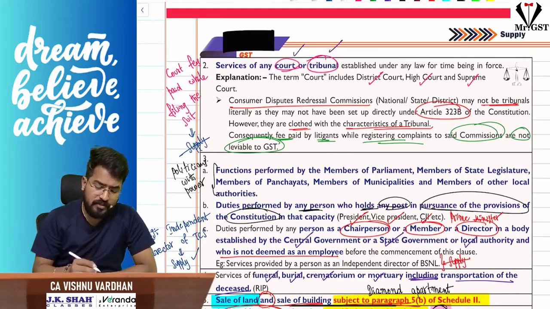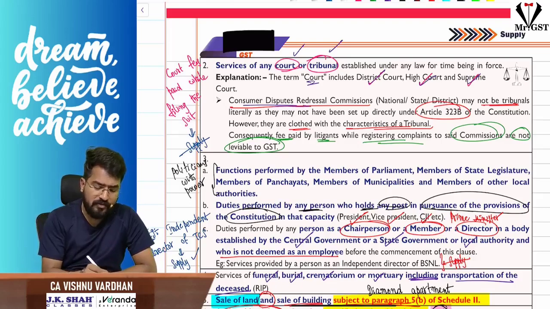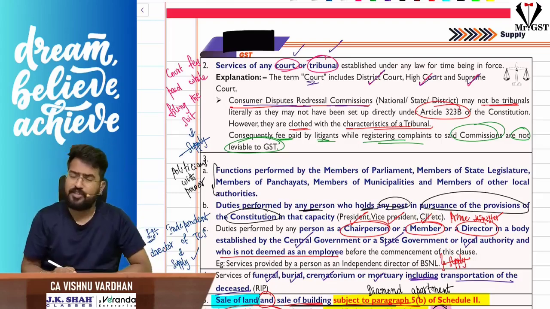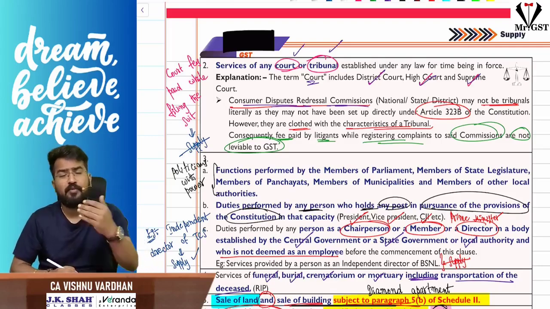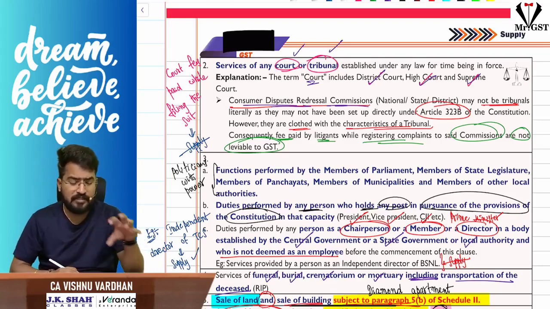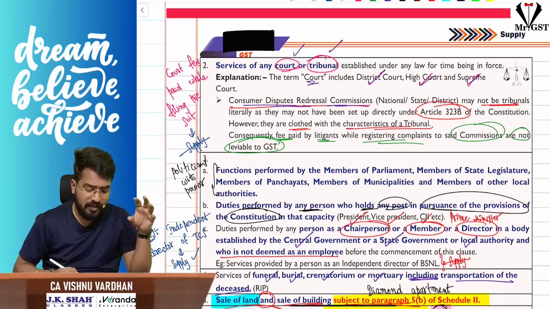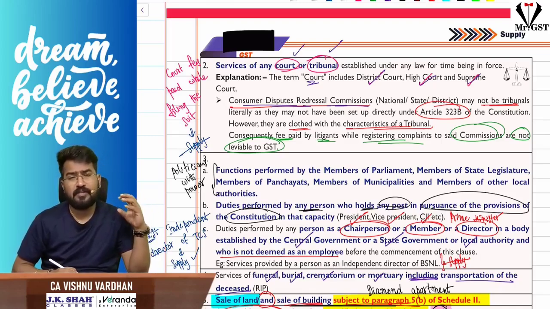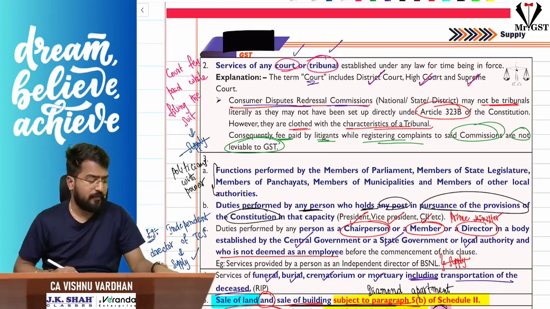And here, this court includes district court, high court, supreme court, all these things. And that also covers consumer dispute redressal commissions. So whatever disputes you are taking to the consumer dispute redressal commission and whatever application fees etc. you are paying, see, generally these are not tribunals but they have the characteristics of a tribunal. So what the department has clarified here is that whatever services are provided by these bodies are also covered under schedule 3, neither supply of good nor supply of service. That is the second one.